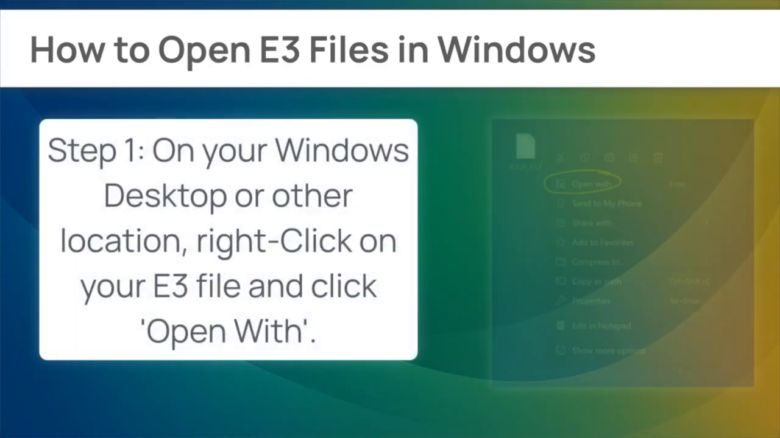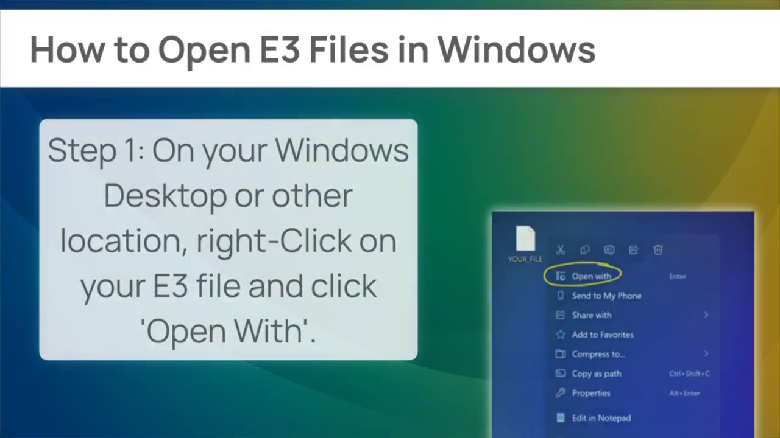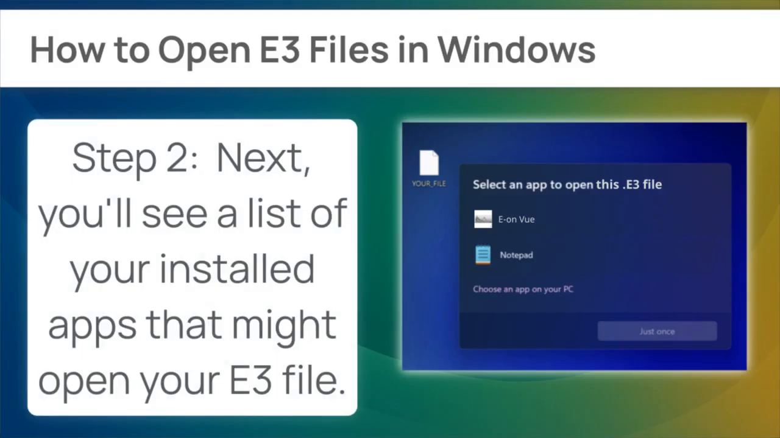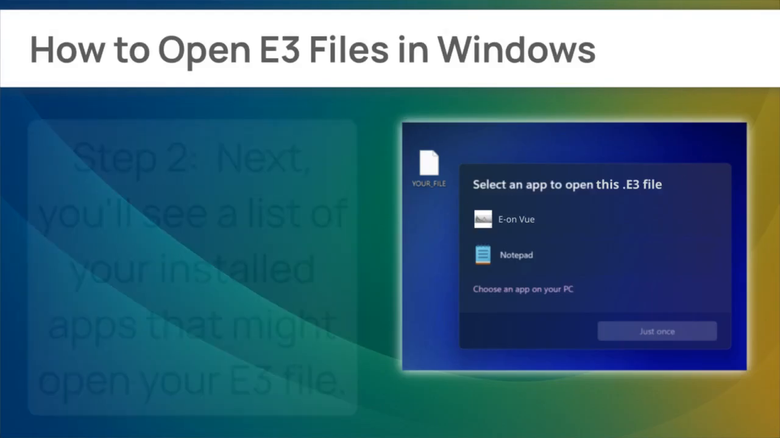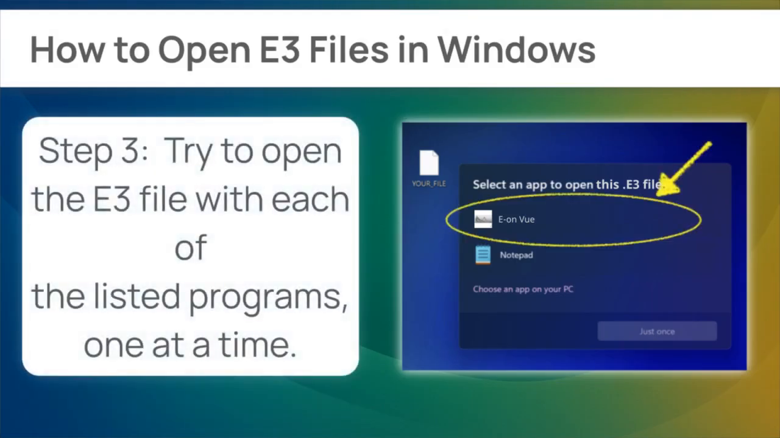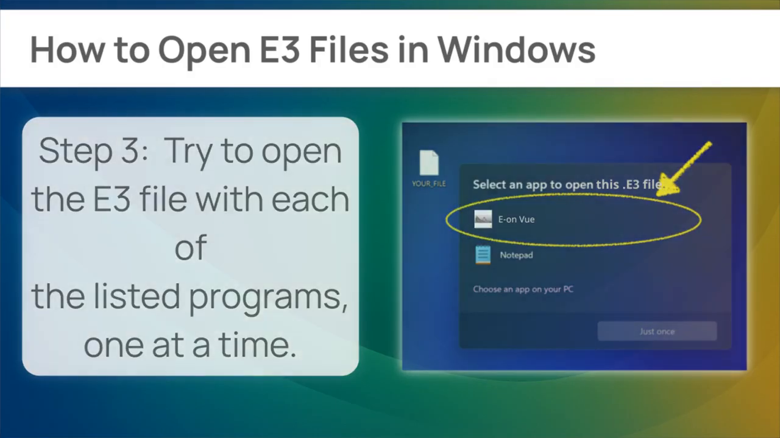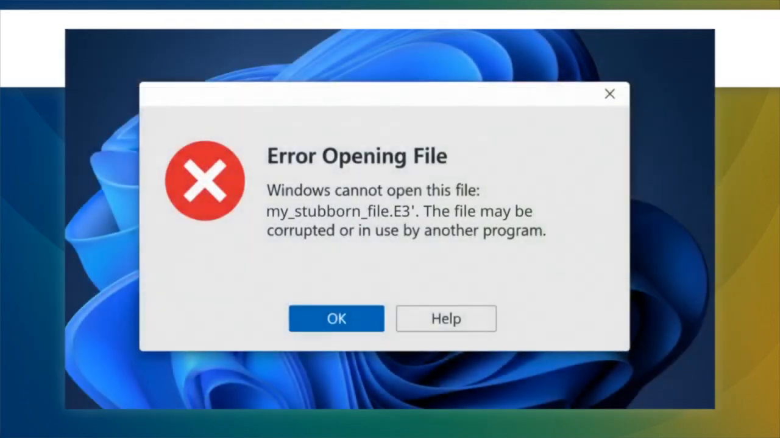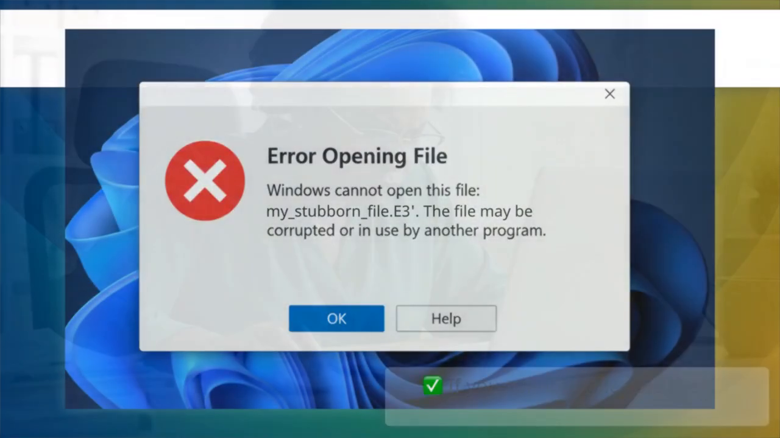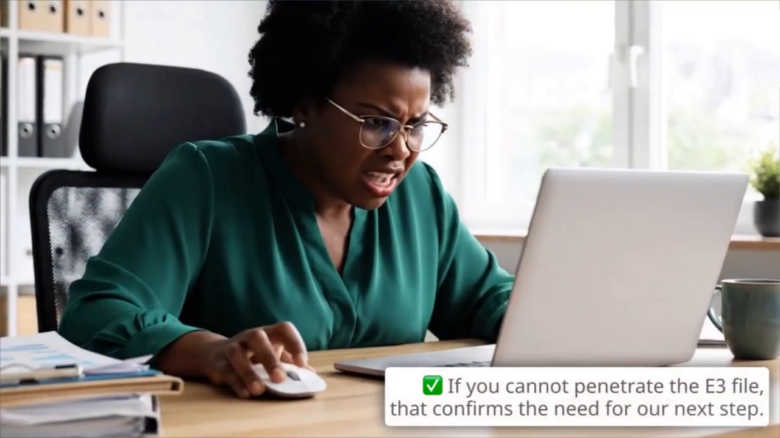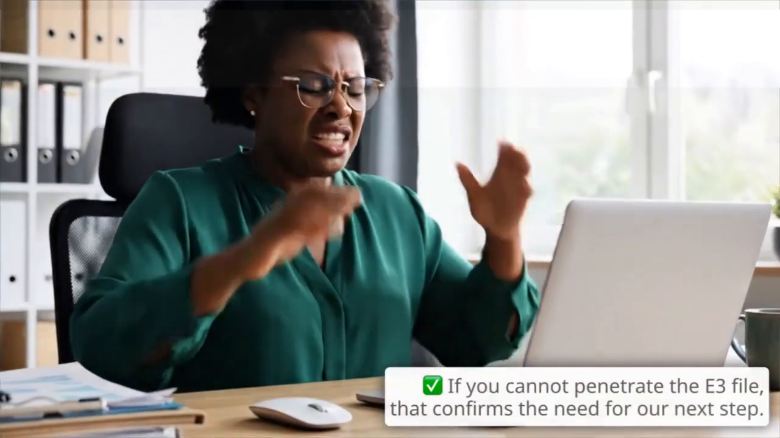We'll conduct a full check of installed file readers now. Right-click your E3 file and select Open with, then test E-on Vue if it appears. If it fails, select the next application. Testing eliminates uncertainty. If you are still having trouble opening the E3 file, do not worry. I'm going to explain the most common technical reasons behind the file failure before we use the one-click solution.